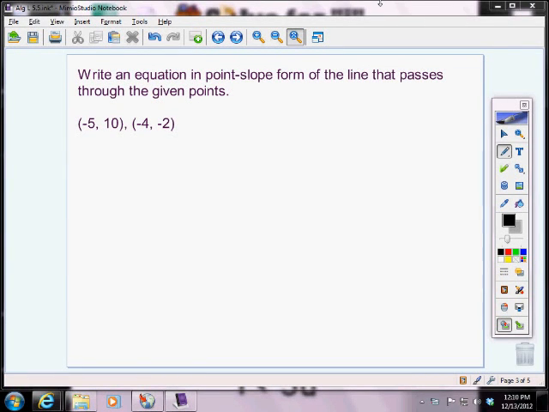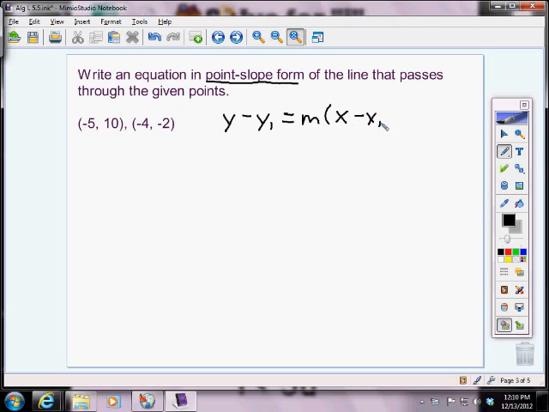This example asks us to write an equation in point-slope form of the line that passes through the given points. Well, remember, our point-slope form is y minus y1 equals m times the quantity x minus x1. In point-slope form, the two things we need are our slope and a point. So if we have a slope and a point, we can write an equation in point-slope form.